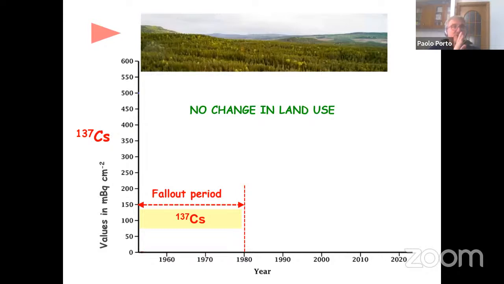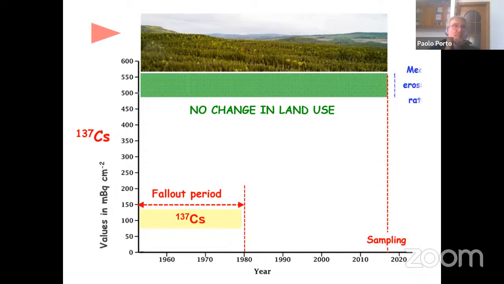Let's assume that we want to investigate soil erosion rates on a forest area, like that one that you can see here. And this forest area has been there since, let's say, 100 or 200 years ago. Since then there was no change in land use. So assuming that, for example, we made a sampling in 2017, we have a mean erosion rate for all this period from 1954 to 2017.